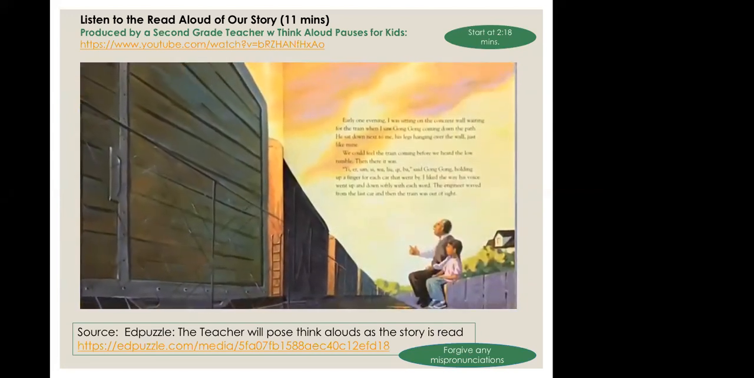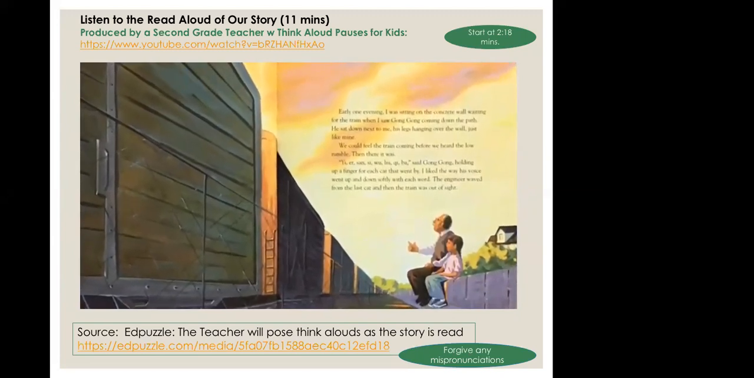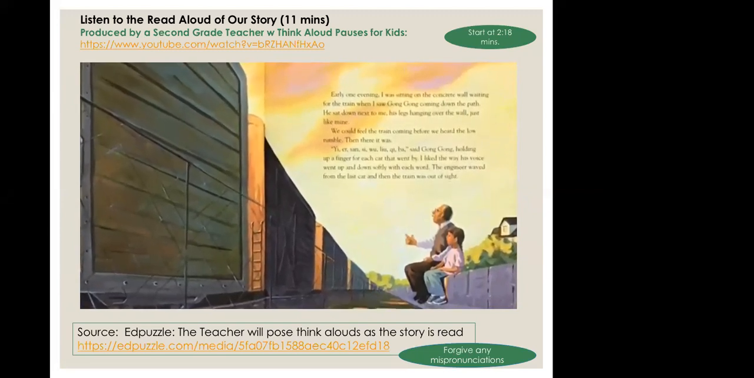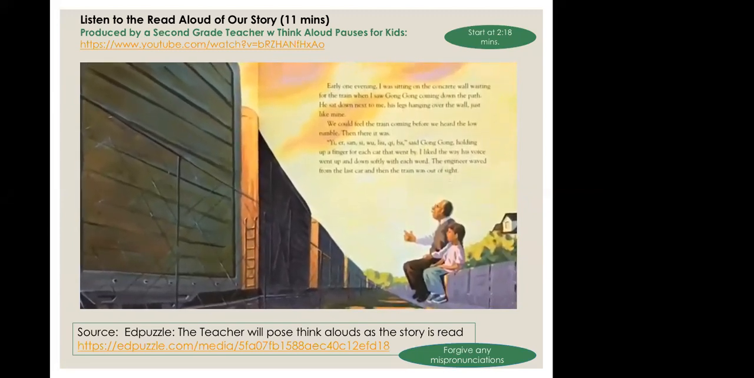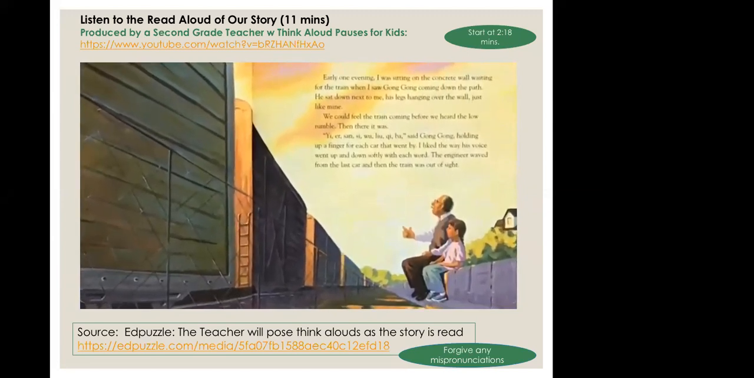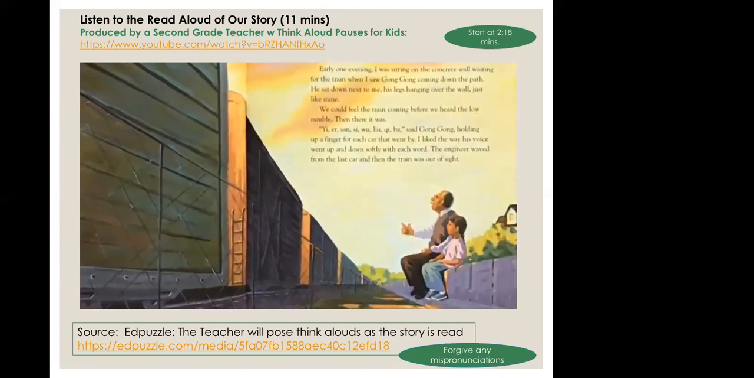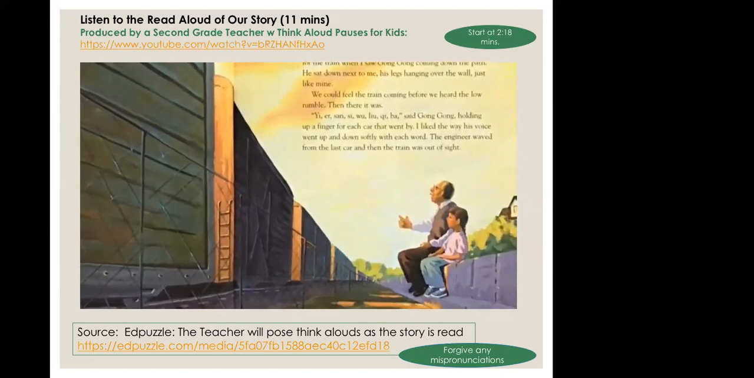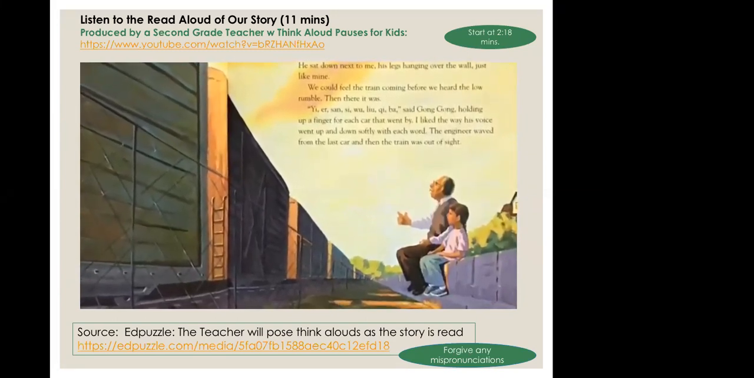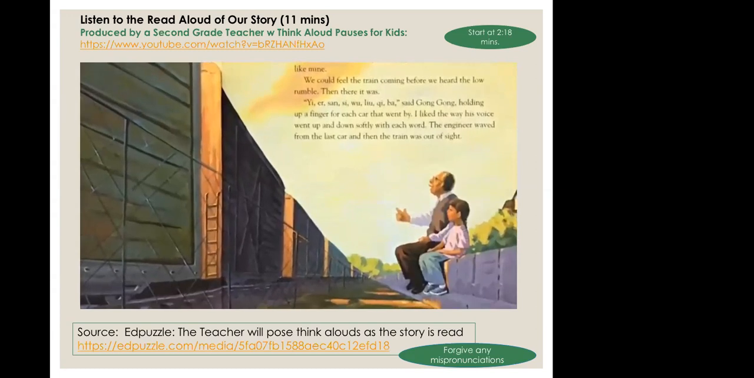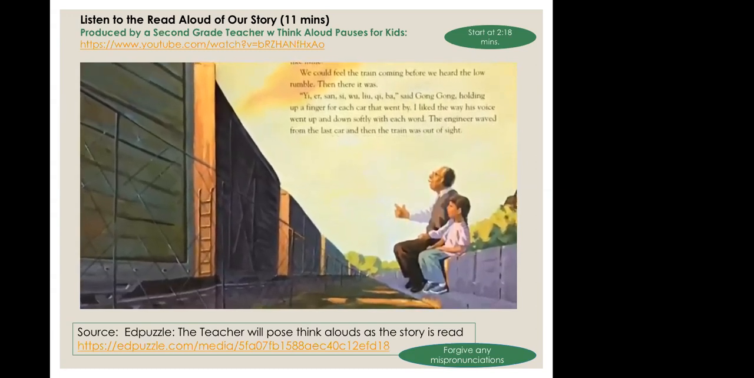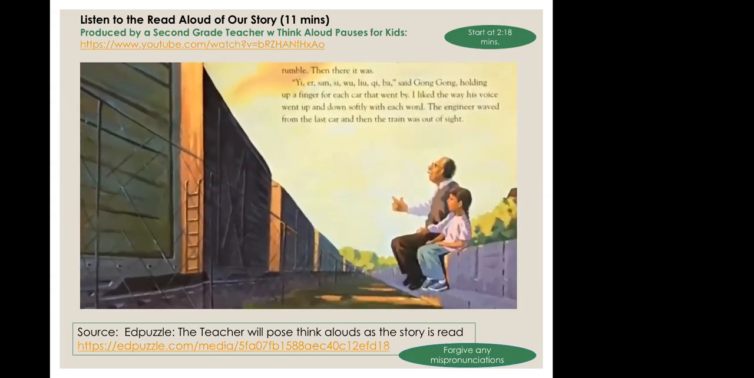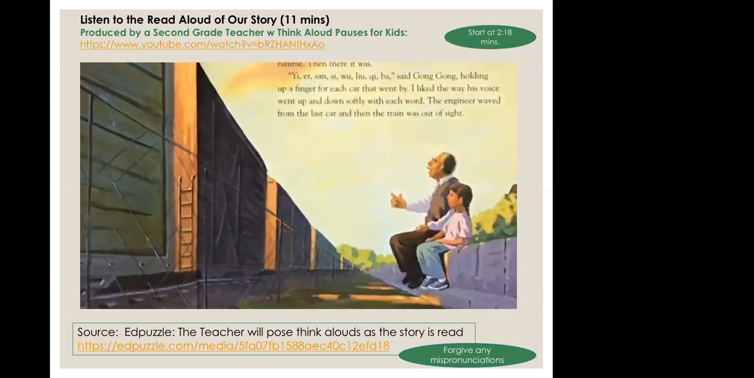Early one evening, I was sitting on the concrete wall waiting for the train when I saw Gong Gong coming down the path. He sat down next to me, his legs hanging over the wall, just like mine. We could feel the train coming before we heard the low rumble. Then there it was. "Er San Se Wu Liao Ji Ba," said Gong Gong, holding up a finger for each car that went by. I liked the way his voice went up and down softly with each word. The engineer waved from the last car and then the train was out of sight.